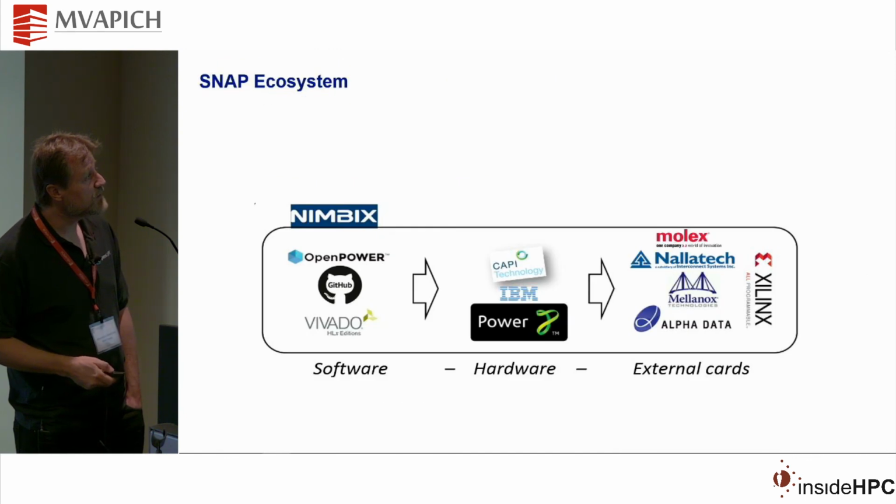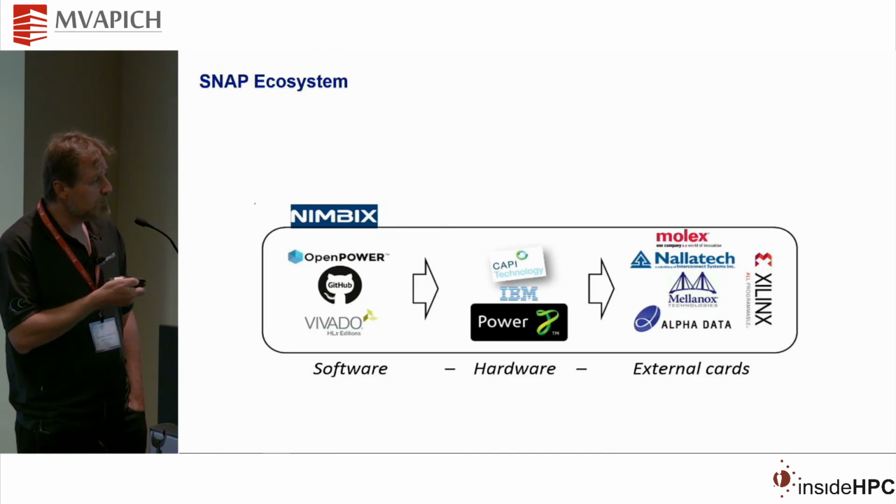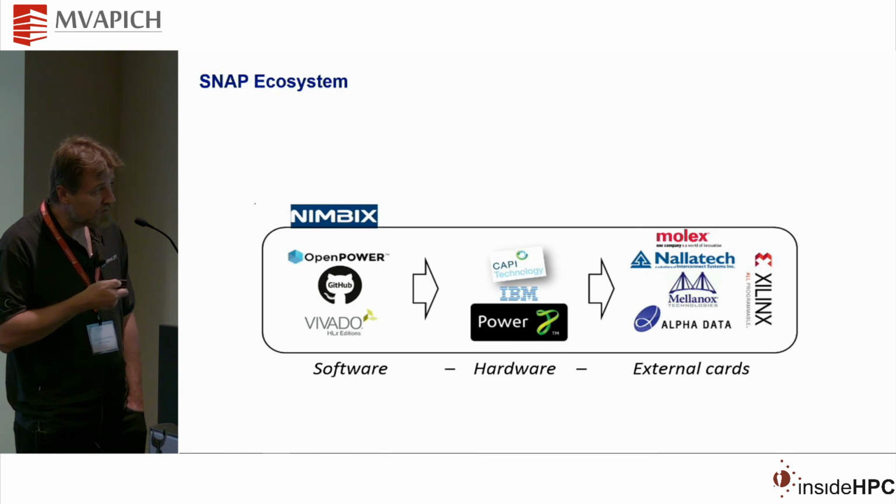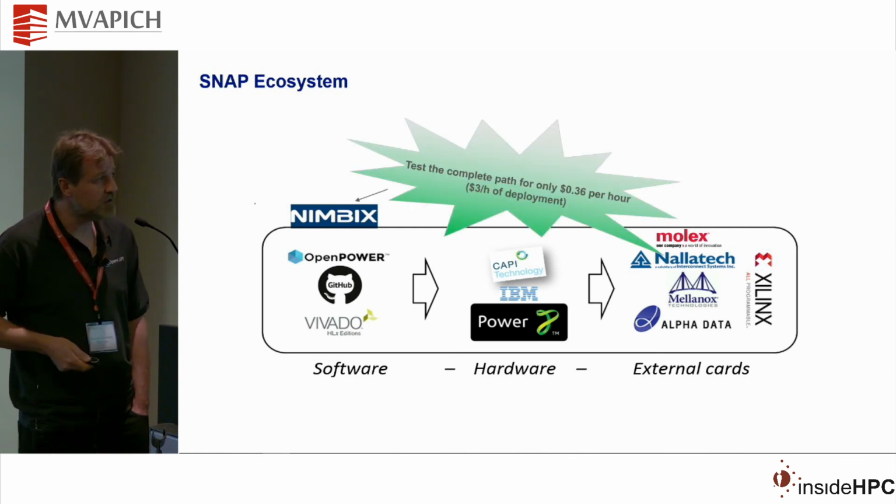All right, so I think we have an ecosystem around OpenCAPI itself, and Vivado is a Xilinx product. OpenPower for sure is running our system. And we have Nimbix hosting Power 9 systems, CAPI cards, and card providers. Most card providers are here. Some of them are available on Nimbix.